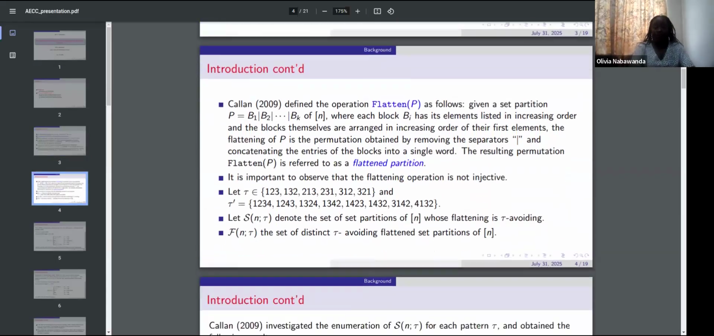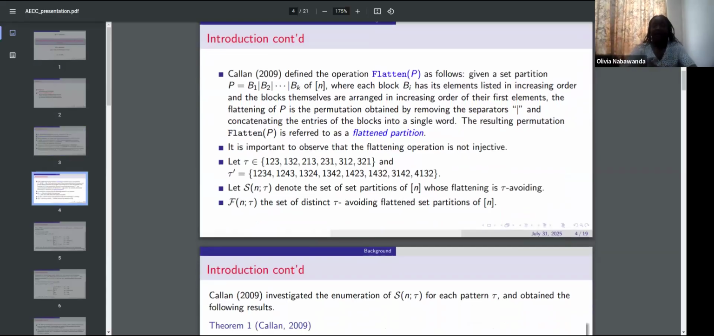So Callan, in his work that was published in 2009, introduced the operation on a set partition, which he called flatten of P. And this flatten is just a command borrowed from Mathematica, because in Mathematica, what it does is that it puts together different lists or sets or subsets, removes their parentheses, and then writes them together as just a single list.